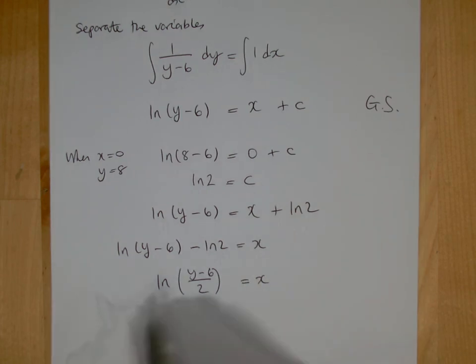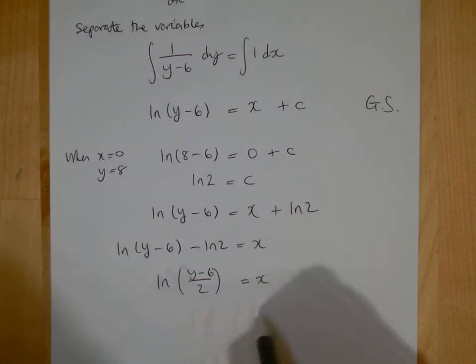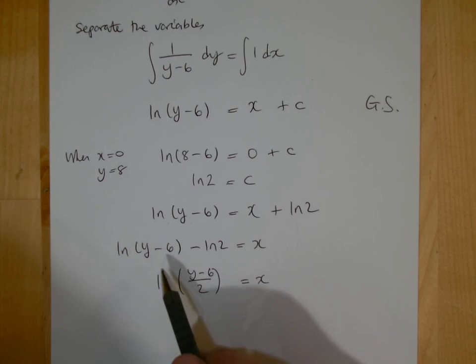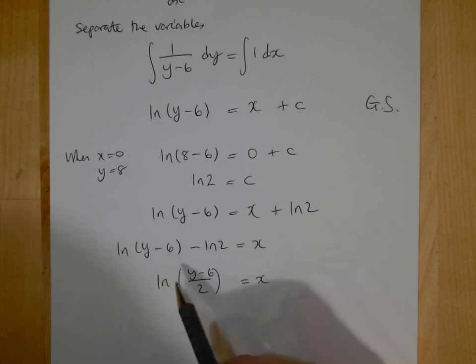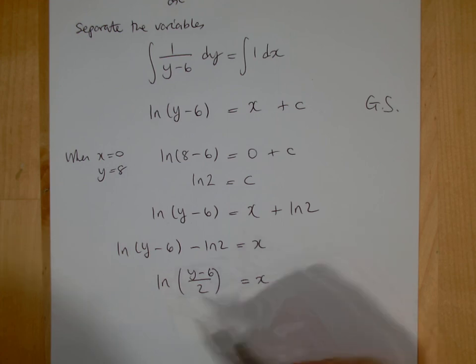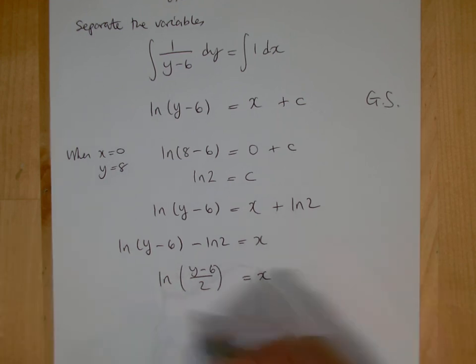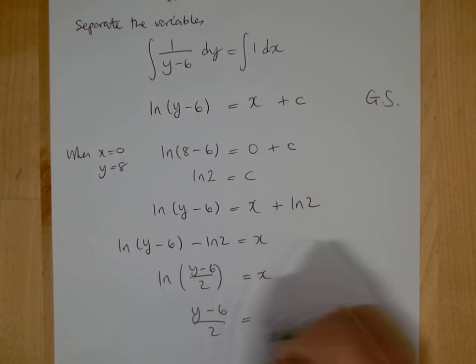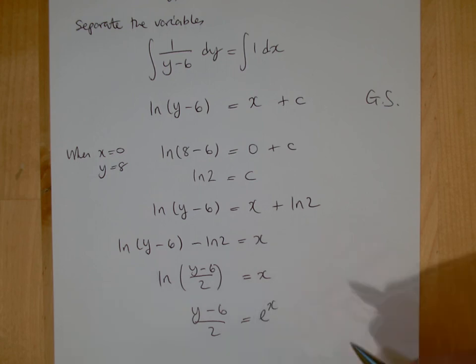Then remember the objective is to get y equals. So you've got to get rid of this logarithm now. You need to take it over the other side. When you take something over the other side, you do the opposite. And what's the opposite of a logarithm? Well, that will be the exponential. So when you take it over, you do the inverse operation, so it would be the exponential. So take ln over, it will be e to the power x on this side.